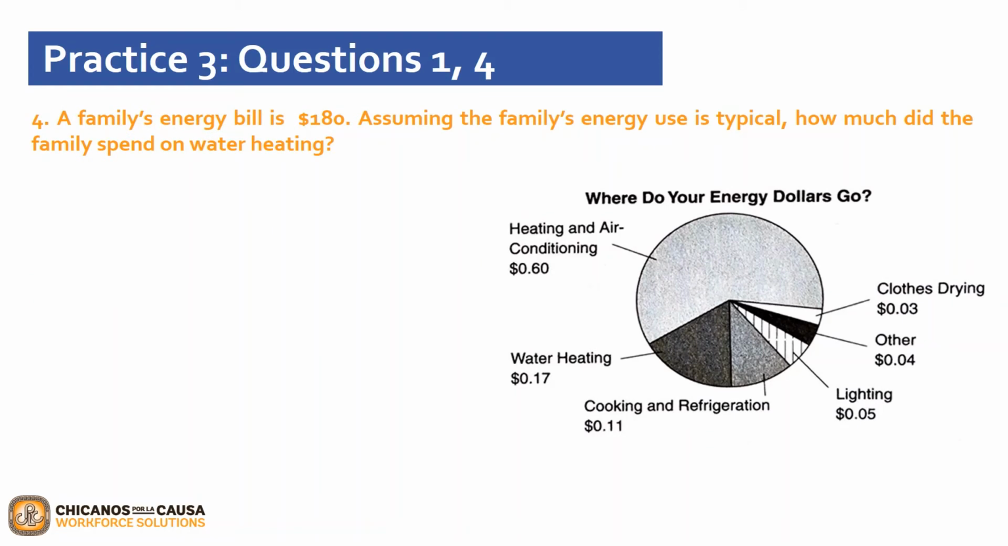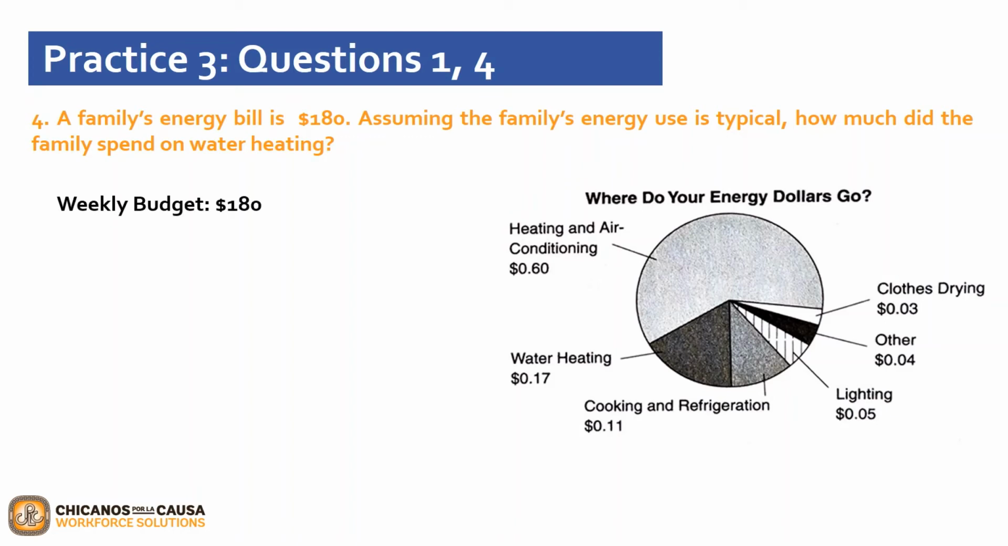Okay, question number 4. A family's energy bill is $180. Assuming the family's energy use is typical, how much did the family spend on water heating? Okay, so again, we have our same circle graph. Now we know that the budget is $180, and we're looking specifically at water heating. If we look at our circle graph, we see that water heating comes out to about 17 cents a dollar. So let's follow our same basic steps.